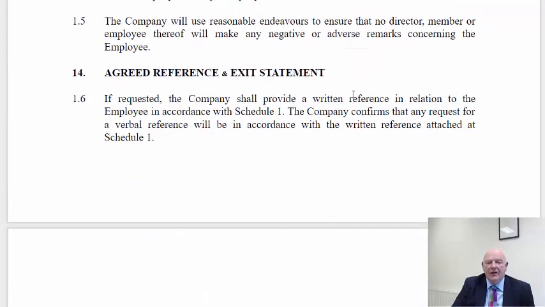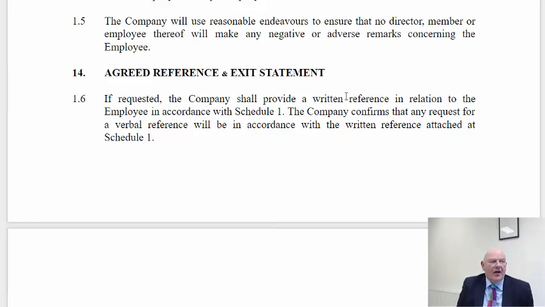There may also be, and it's something that you should negotiate if you're an employee, an agreed reference. So you should try to ensure that as part of any exit deal or exit package that you get, you're going to get obviously the payment, the termination payments, and you're going to get an agreed reference, and you should have some input into the reference and obviously get as good a reference as you can.